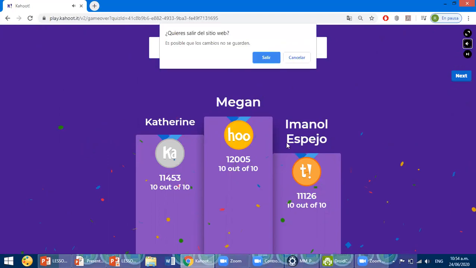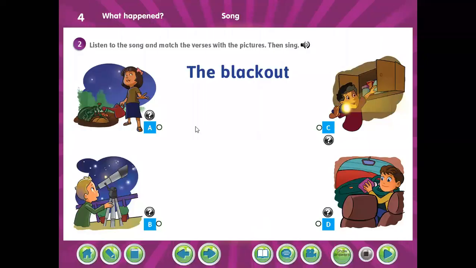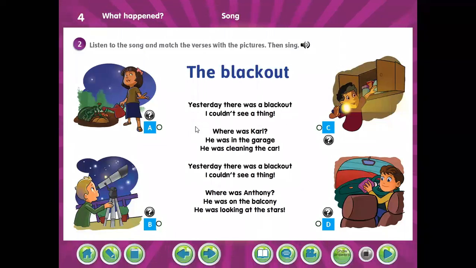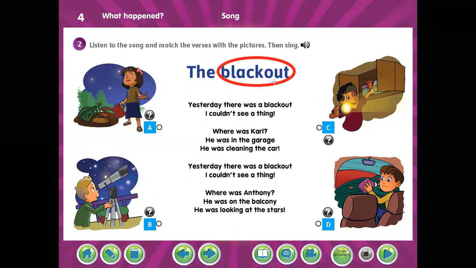And now, we are going to listen to our song one more time, and you please identify in the song all the vocabulary, okay? You are going to circle, please, in your books, all the vocabulary. For example, blackout. Okay, but in your books. Let's watch one more time the song and identify the vocabulary. Okay?